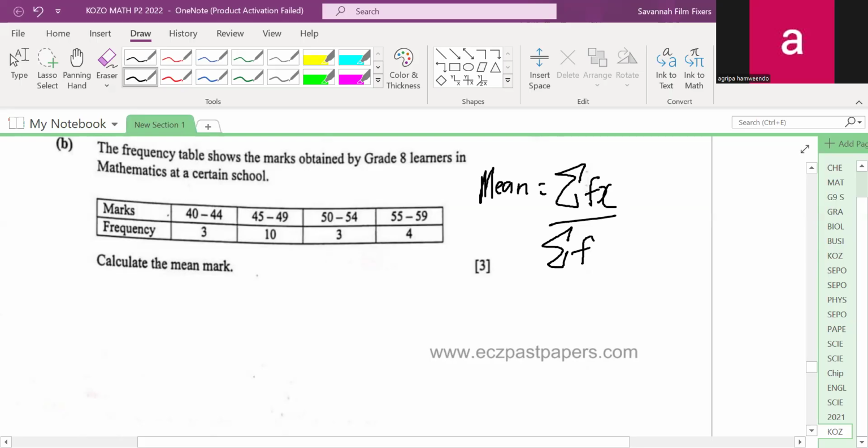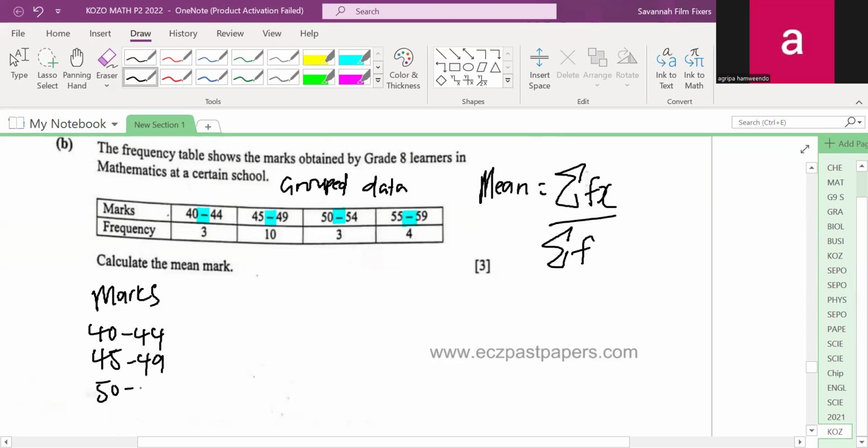And you can see here, this is grouped data. It's grouped data, meaning we need to know the interval, like what's in between here for grouped data. So you get the same table and you say max. So this is 40 to 44. This is 45 to 49. It's an interval. This is 50 to 54. And the final interval is 55 to 59.